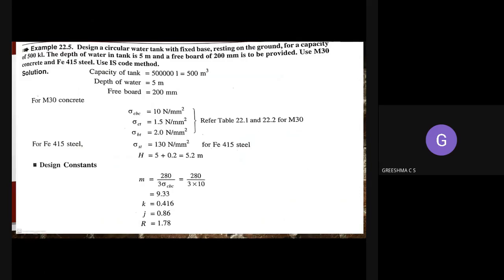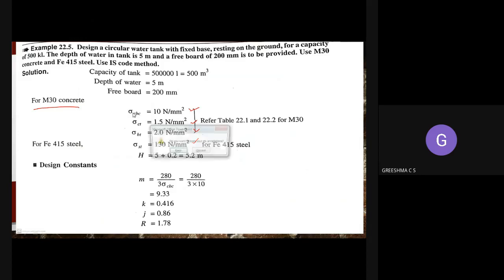Okay, so next is the same. From the IS code, you have to take the value of sigma CC, sigma CBC, sigma CT, sigma BST. So from where will you get this? You will get it from the IS code, IS 3370 part 2.